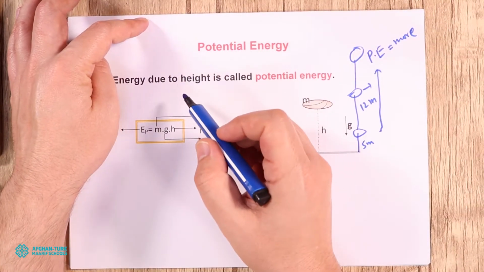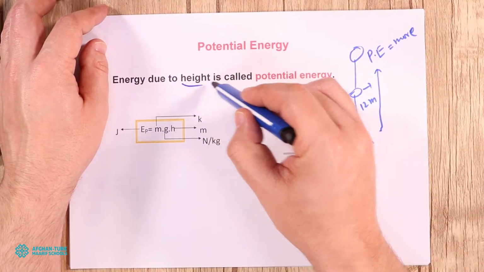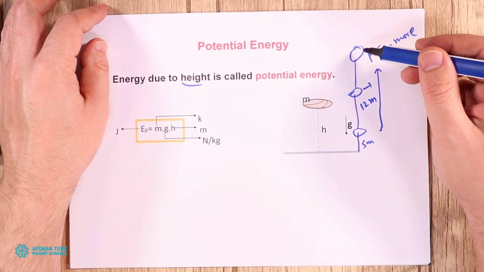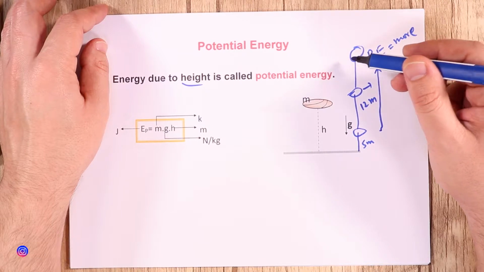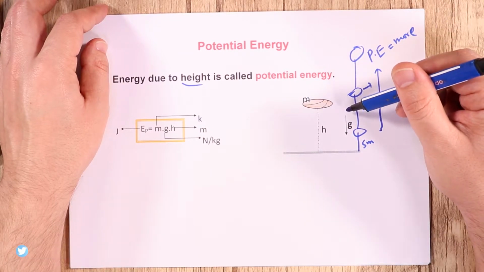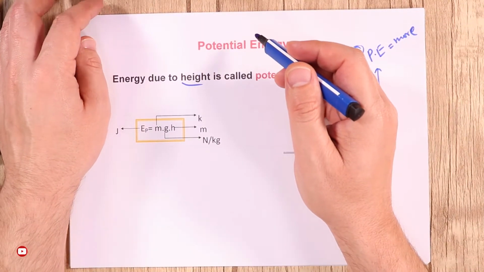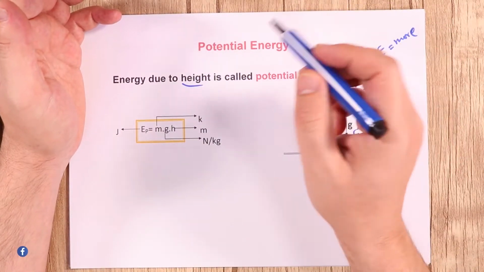Okay, it is the energy due to the height. It depends on the height. If we increase the height, the potential energy also increases, and if we decrease the height, the potential energy also decreases. There are different types of potential energy, like gravitational potential energy, electric potential energy, and so on.